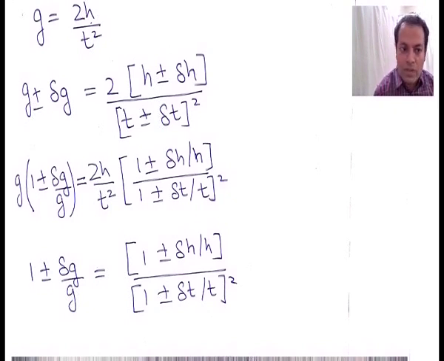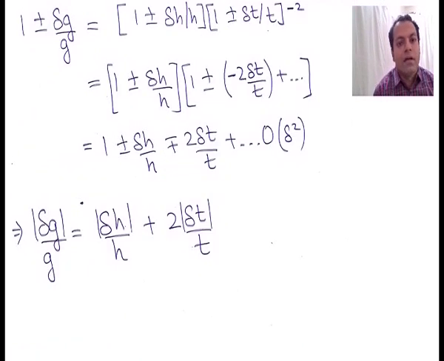So I take out the large quantity g common outside in the next step. I take out 2h upon t square common on the right hand side expression. In fact, these things cancel out. And what I am left with is the last expression on this page. Continuing, we can apply an expansion of this series 1 plus x raised to power n, noting that x is small. Here x is the quantity delta h upon h, and we are assuming that the error in h is much less than the value of h. Similarly, the error in time is much less than the value of the quantity t.